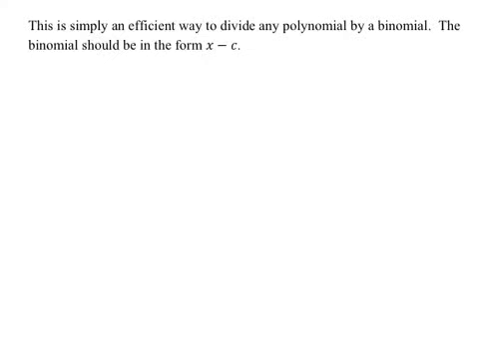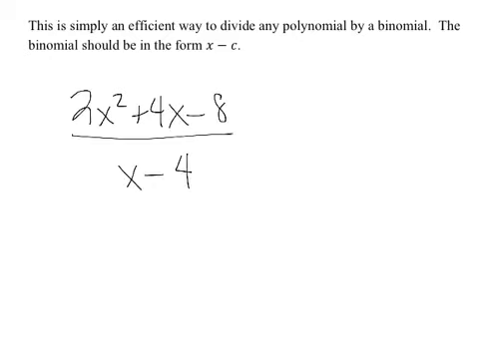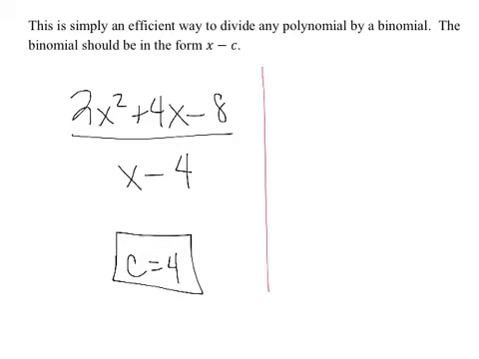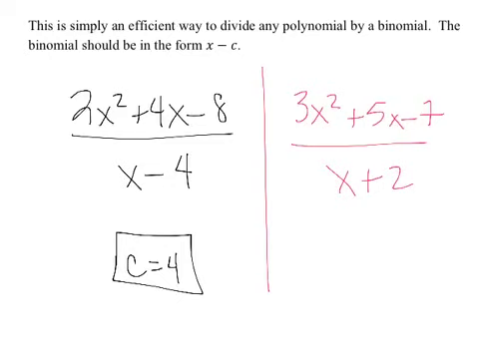Now what this really is, is an efficient way to divide a polynomial by a binomial, and this is true if the binomial is in the form x minus c. So if we were dividing 2x squared plus 4x minus 8 by x minus 4, well then c is 4 in this case. And we'll see, no pun intended, in a moment how that value plays a role in synthetic division. But if I were dividing something like 3x squared plus 5x minus 7 over x plus 2, well, now we have to ask ourselves, what is c? Well, c is negative 2 in this case.